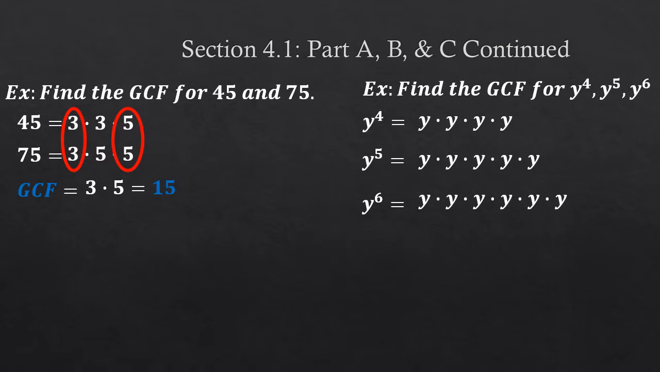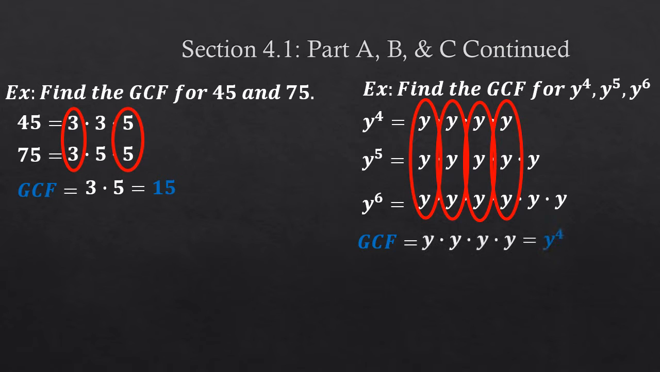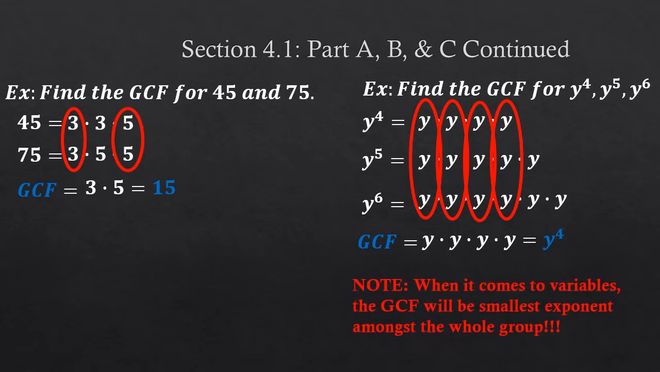Once again, go back and look at what they have in common all at the same time. Okay, they have a y in common, I can take out a y. They have one more y in common, so I can take out 2 y's. They have one more y in common, so I can take out 3 y's. And they have one more y in common, which I can take out 4 y's. So if I do so, the GCF for y to the 4th, y to the 5th, and y to the 6th is y to the 4th, because they all have 4 y's in common.